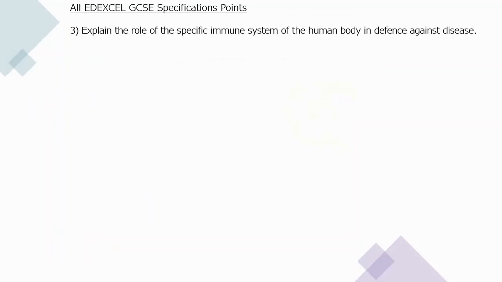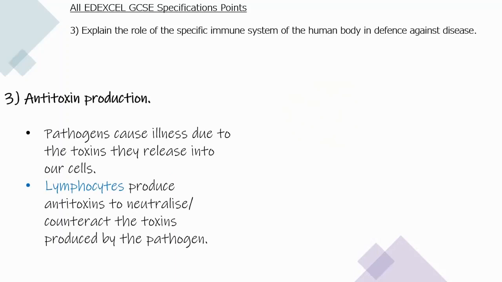So another role of white blood cells is antitoxin production. So pathogens cause illness due to damage of cells, but also due to toxins that they release into our cells. So it's the role of lymphocytes to produce antitoxins, which neutralise the toxins produced by the pathogen.